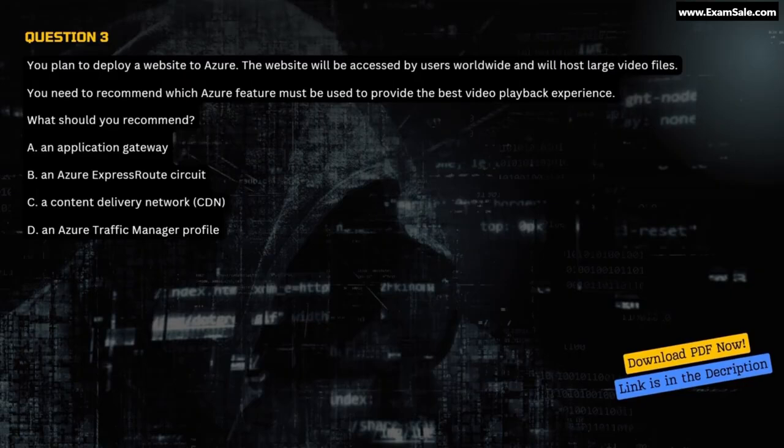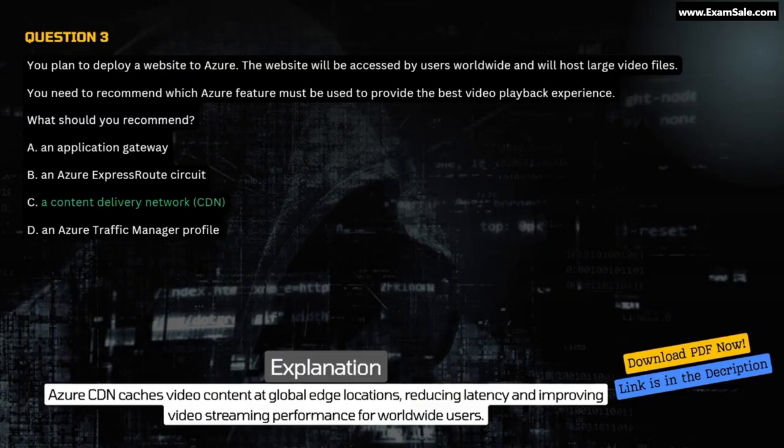Question 3. You plan to deploy a website to Azure. The website will be accessed by users worldwide and will host large video files. You need to recommend which Azure feature must be used to provide the best video playback experience. What should you recommend? A. An application gateway. B. An Azure ExpressRoute circuit. C. A content delivery network (CDN). D. An Azure Traffic Manager profile. Correct answer C. A content delivery network (CDN). Explanation. Azure CDN caches video content at global edge locations, reducing latency and improving video streaming performance for worldwide users.